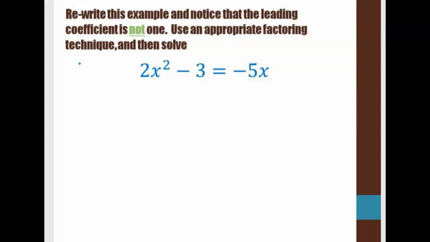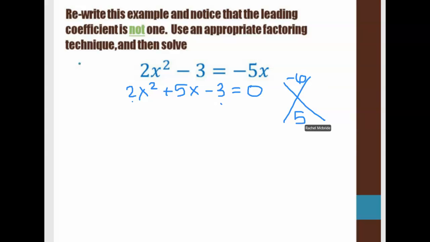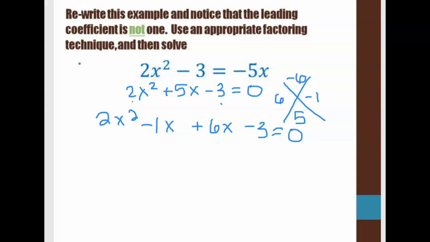Okay, example number 3. Once again, we have to rearrange our terms so that it is set equal to 0. So we need to add 5x to the other side. And then we have our magic X. You multiply 2 times negative 3 to get negative 6. So I need two numbers that multiply to negative 6 but add to 5. That's a positive 6 and a negative 1. Anytime I put in a negative, I like to write my negative first. So I'm going to do 2x squared minus x plus 6x minus 3 equals 0, because again, we have to make sure we have our equals 0 now.